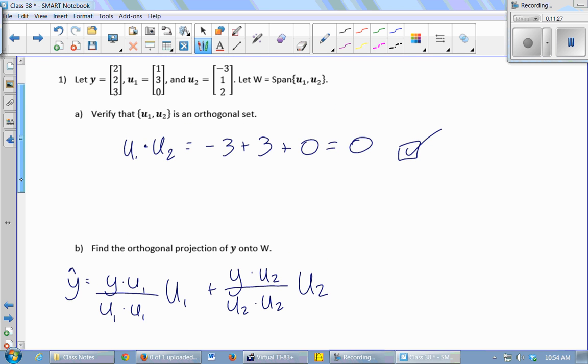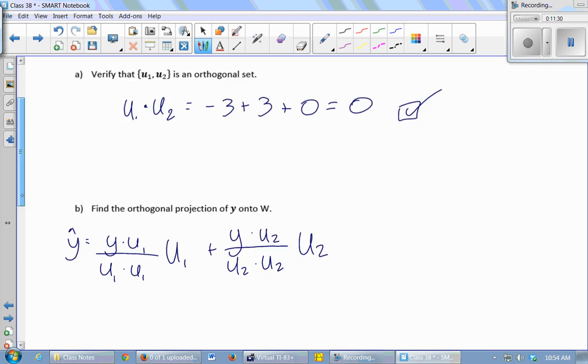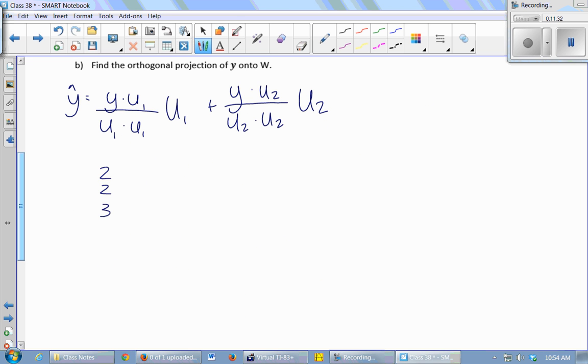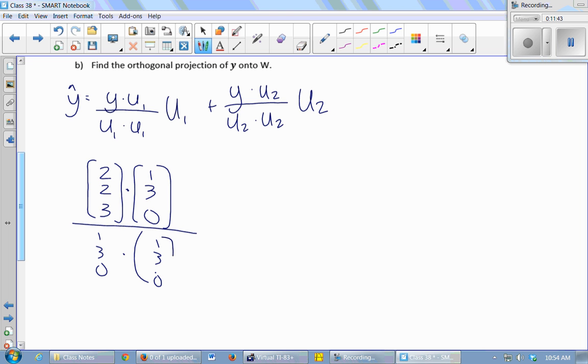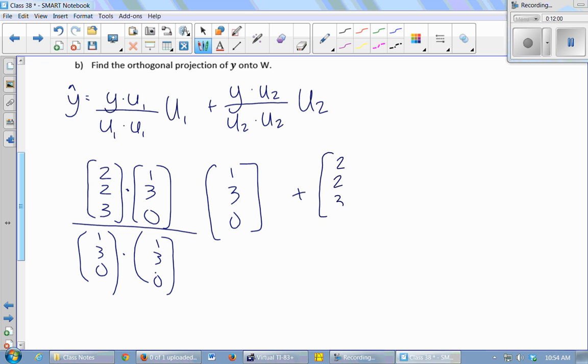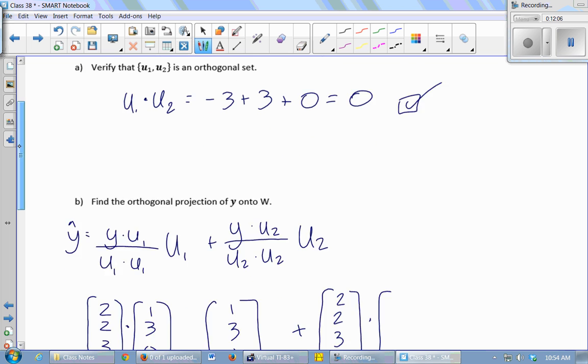All right, so y is 2, 2, 3, 1, 3, 0. So you might notice that you had a problem like this on your exam 3 practice that you probably had no idea how to do because it was from 6.3. That was my mistake, sorry. And then u2 is -3, 1, 2.